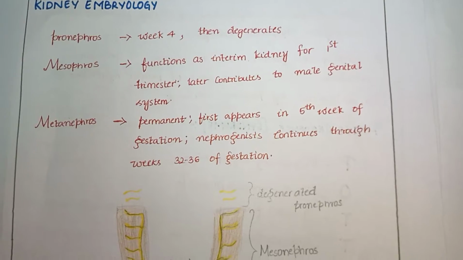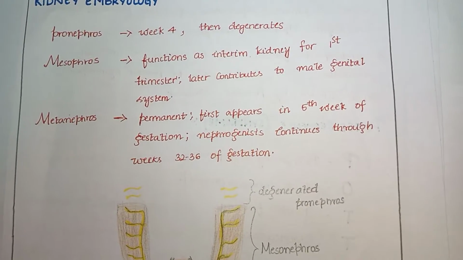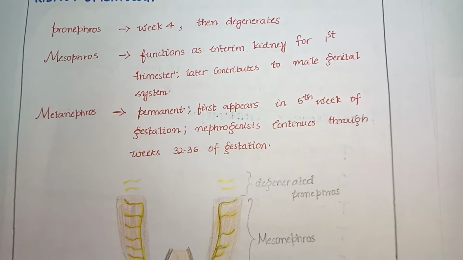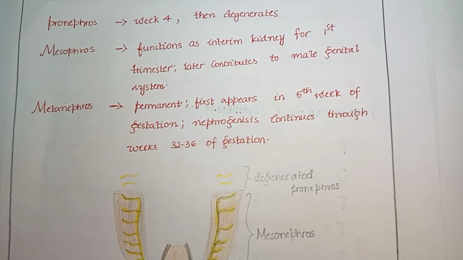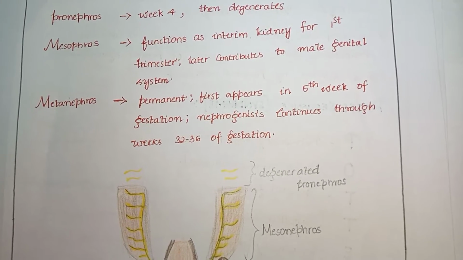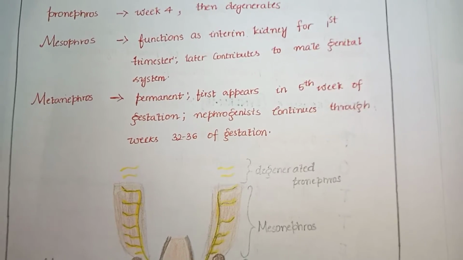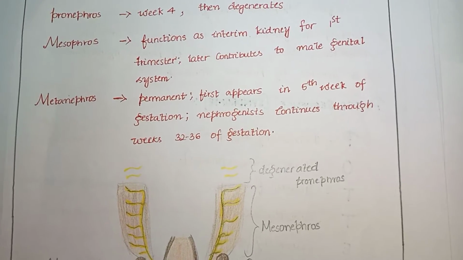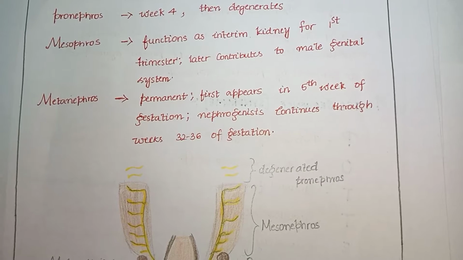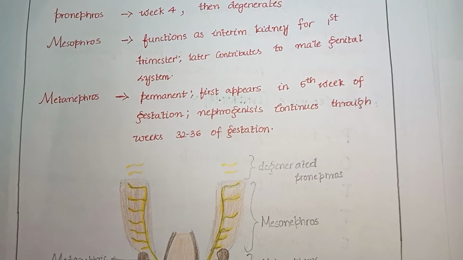Pronephros. Up to week 4, it is functional and then degenerates. Mesonephros. It functions as an interim kidney for the first trimester, that is, for the first 3 months, and later contributes to the male genital system. Metanephros. It is permanent and first appears in the 5th week of gestation. Nephrogenesis continues through weeks 32 to 36 of gestation.